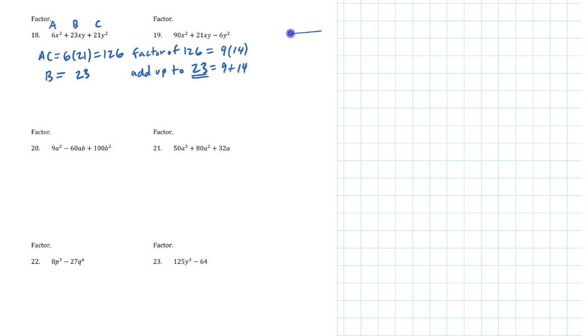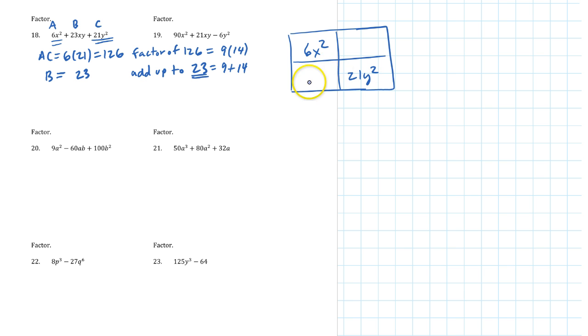So now I'm going to do my box method. My first term is 6x squared. My last term is 21y squared. And in these boxes, I'm going to put 9 and 14, which add up to 23. We need a 23xy, so I'm going to put an xy next to each of these. Now we're set to factor.